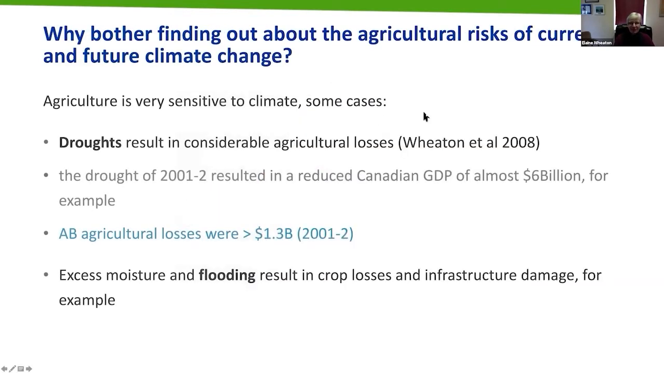In terms of vulnerability and some basic questions, we ask, why bother finding out about the agricultural risks of climate change? Aren't we doing enough already? Well, the reason is, of course, that agriculture is very exposed and very sensitive to climate. It's out there.